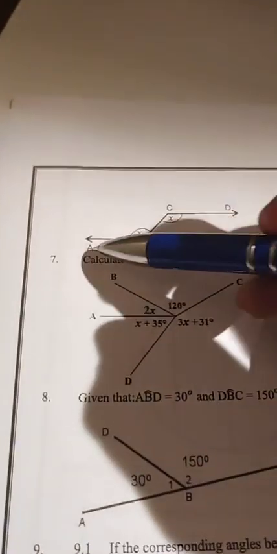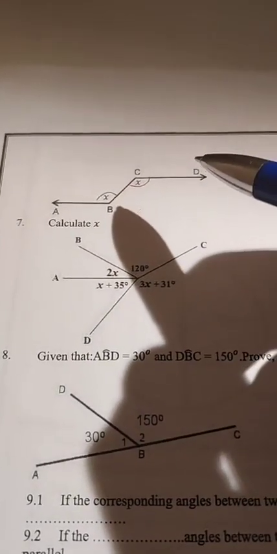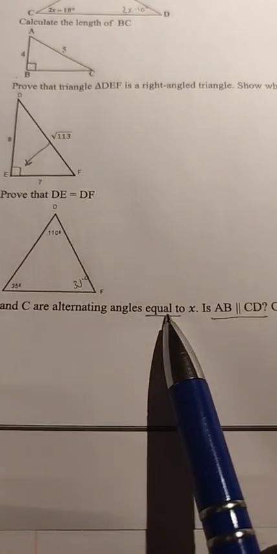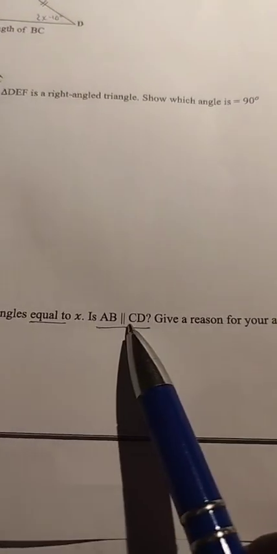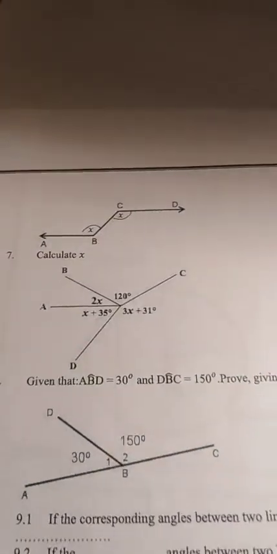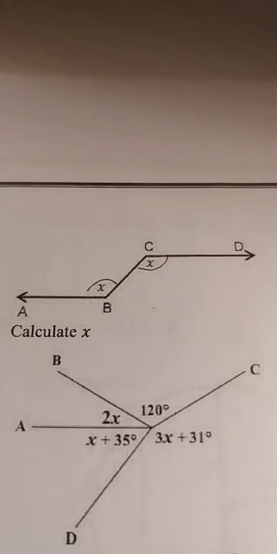Right? Now they are asking, is AB parallel to CD? By the way, there's no symbol of lines that are parallel, so we don't know. B, meaning angle B, and angle C are alternating angles equal to x. Now they are asking, is AB parallel to CD? They are saying give a reason for your answer. So that's my question to you too. Is AB parallel to CD, guys? Is it?